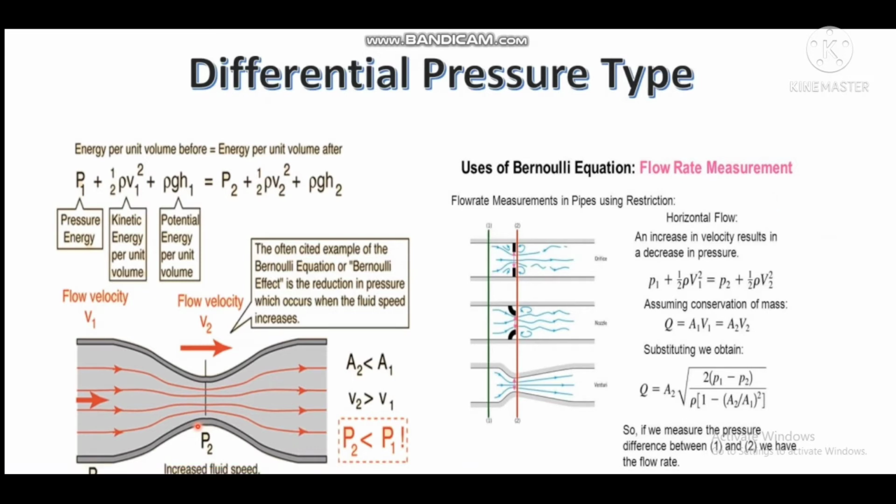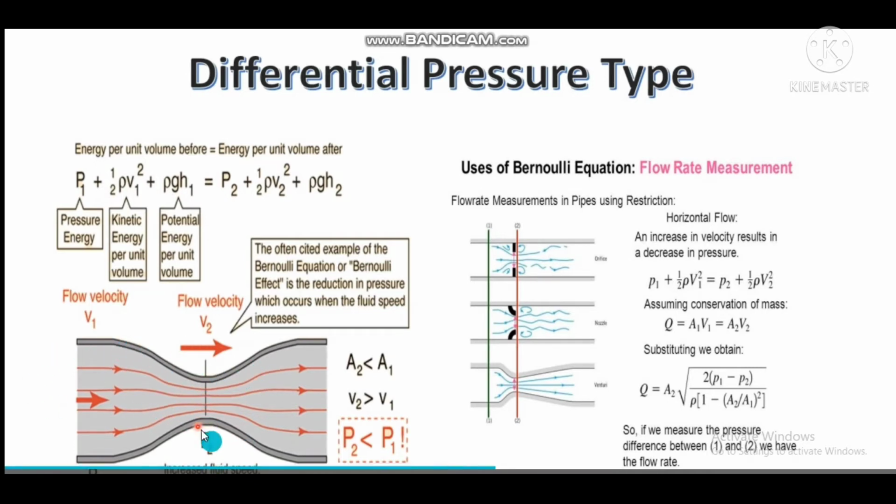In this case, what we'll be looking at is Bernoulli's theorem, or Bernoulli's equation. We will have to understand Bernoulli's equation for this particular type of flow meter. First of all, we have to know about Bernoulli's equation. To understand it, we will take a pipe. So this is a pipe, and there is some constriction in the pipe.